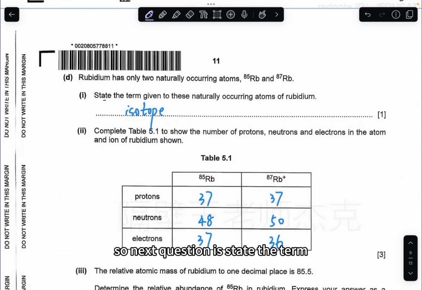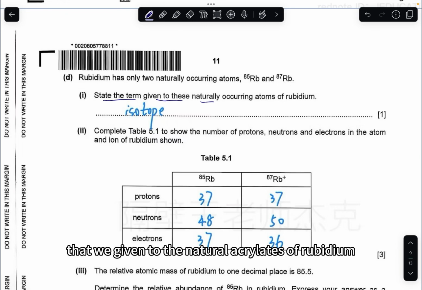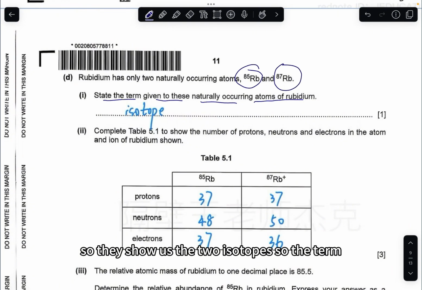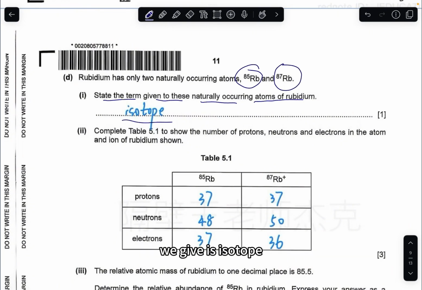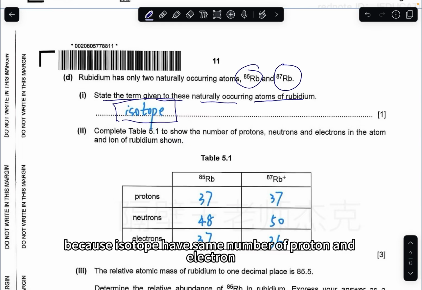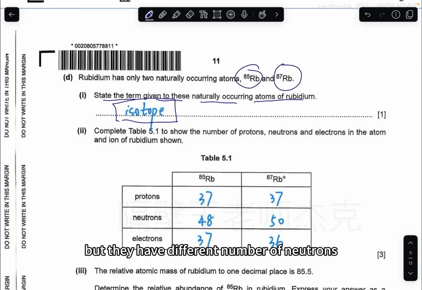The next question is, state the term that we give to the natural alkali atoms of rubidium. They show us the 2 isotopes. The term we give is isotope, because isotopes have the same number of protons and electrons, but they have a different number of neutrons.